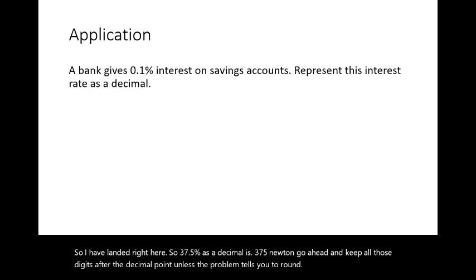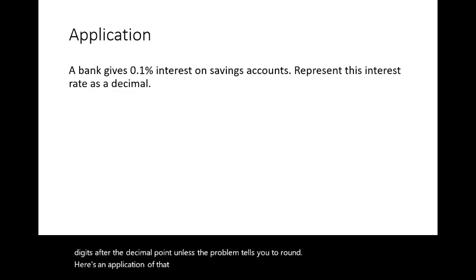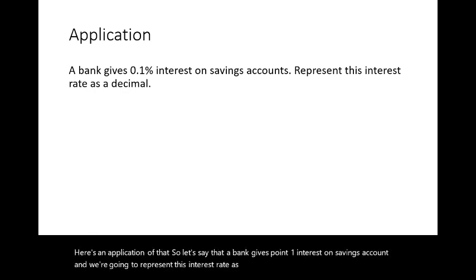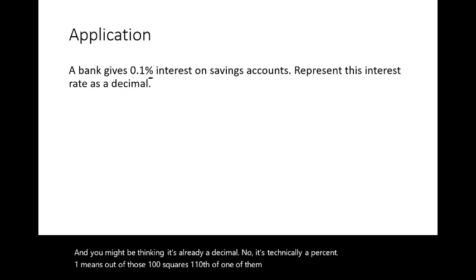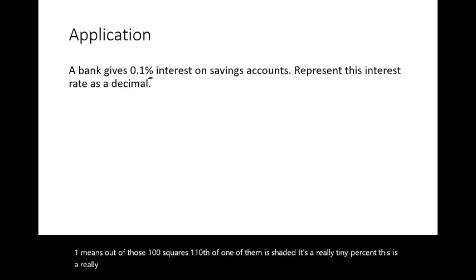Here's an application of that. So let's say that a bank gives 0.1% interest on a savings account. And we're going to represent this interest rate as a decimal. And you might be thinking, oh, it's already a decimal. No, it's technically a percent. 0.1% means out of those 100 squares, 1/10 of one of them is shaded. It's a really tiny percent. This is a really, really tiny part out of 100. So technically, this isn't a decimal, even though it has a decimal point in it.